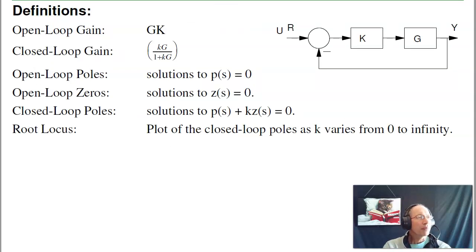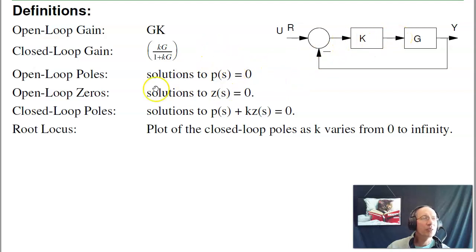A couple definitions before we start. The open loop gain, again we're assuming a unity feedback system like this. The open loop gain is just GK. Take out the feedback loop and that's the gain of the system. The closed loop gain becomes the gain from U to Y, GK over 1 plus the loop gain, GK over 1 plus GK. The open loop poles are the poles of GK. Open loop zeros are the zeros of GK.